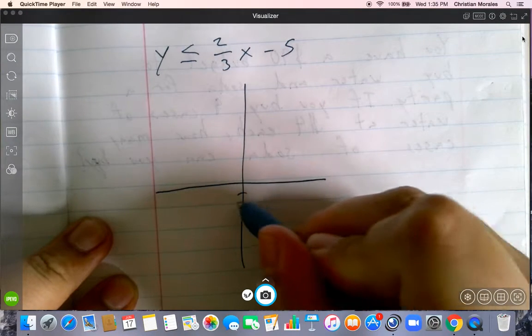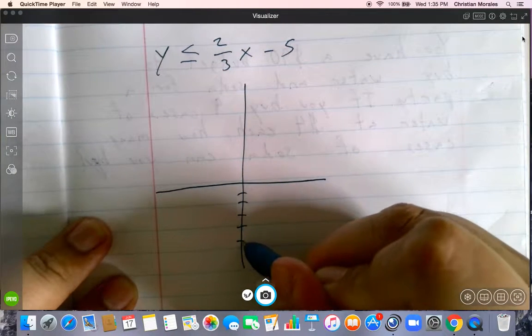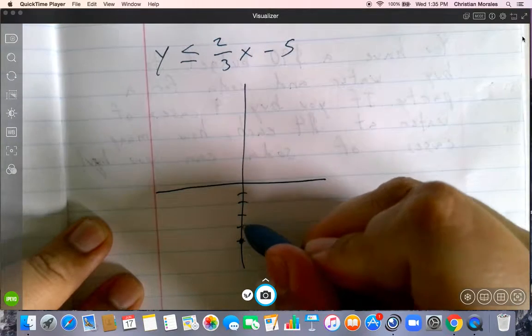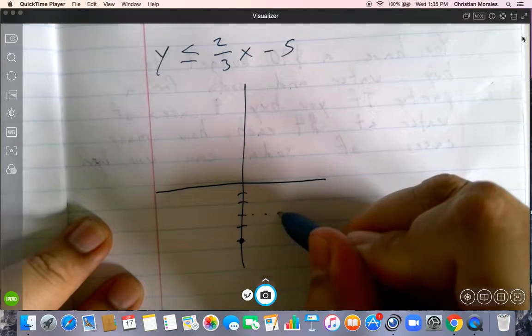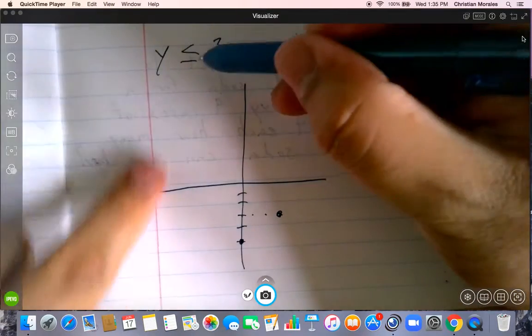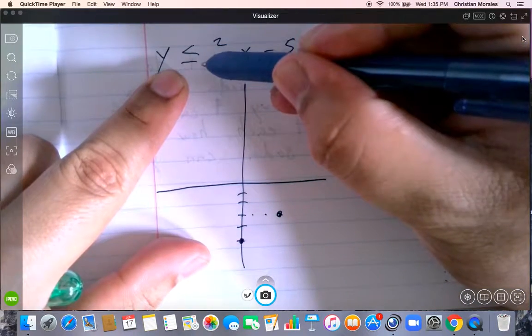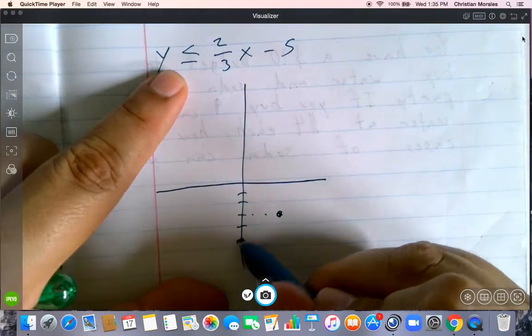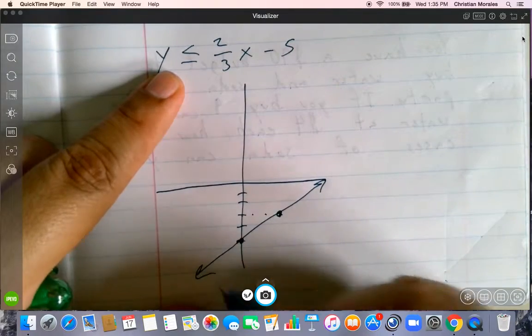So a quick example, we have a slope of -5. So 1, 2, 3, 4, 5. The slope is up 2 over 3. 1, 2, 1, 2, 3. Now before I draw my line, I look at the symbol. Is there a line underneath it? Yes. Then I'm going to draw a regular solid line, not a dashed line.